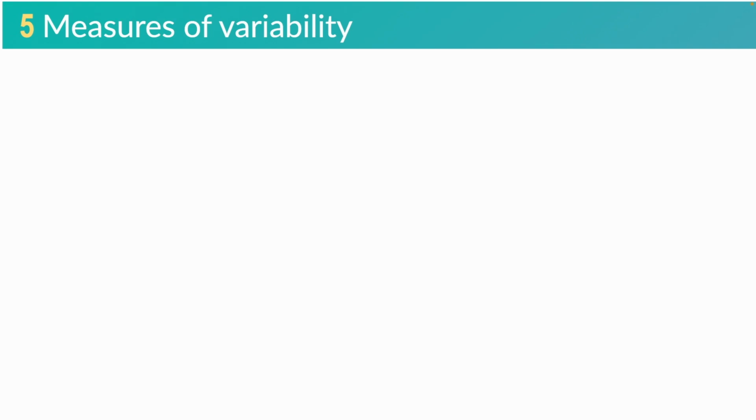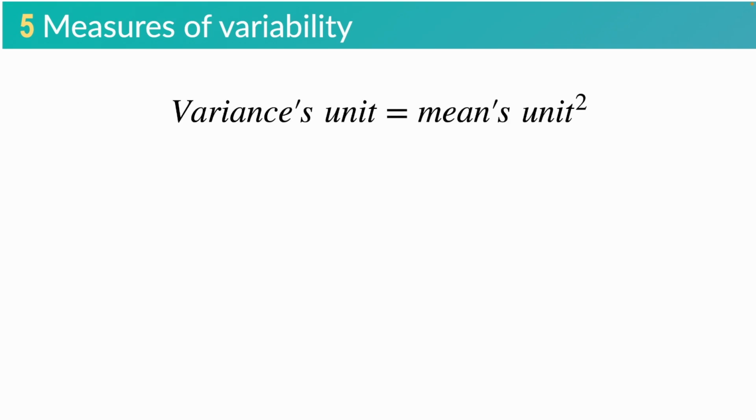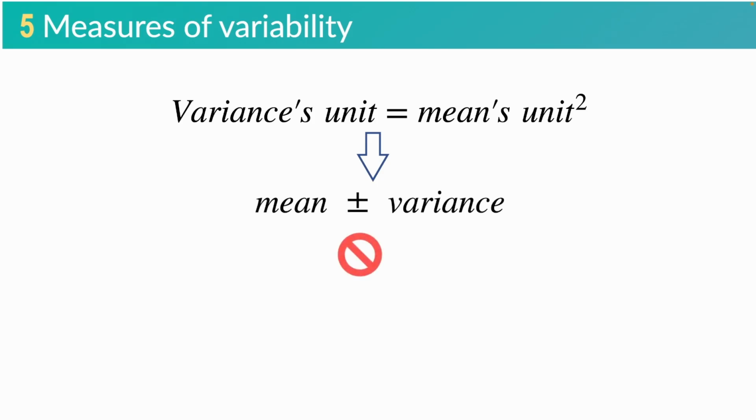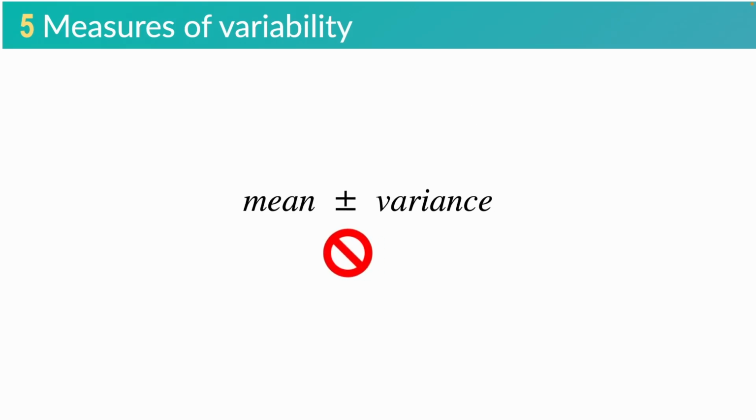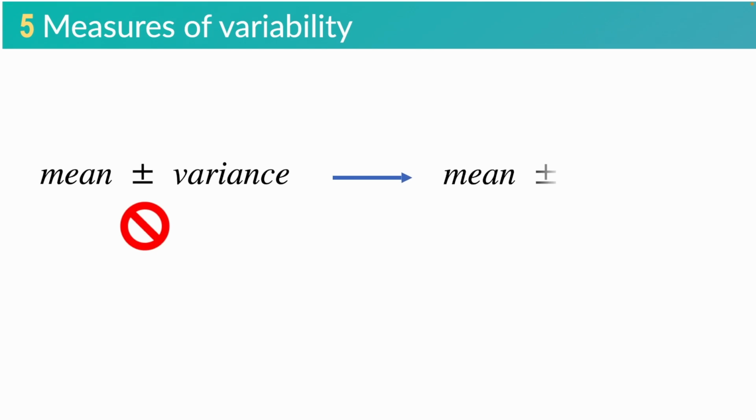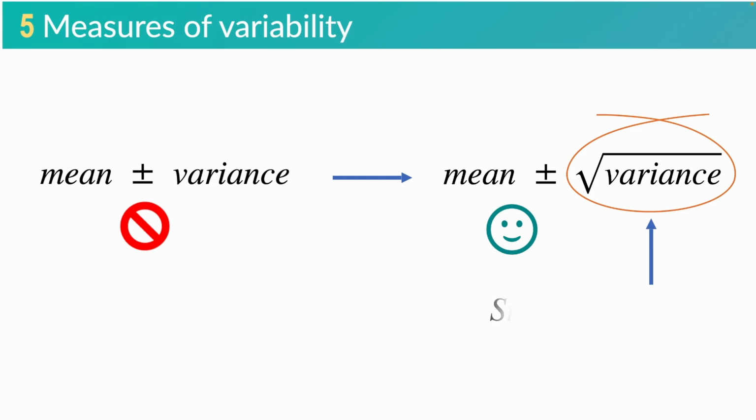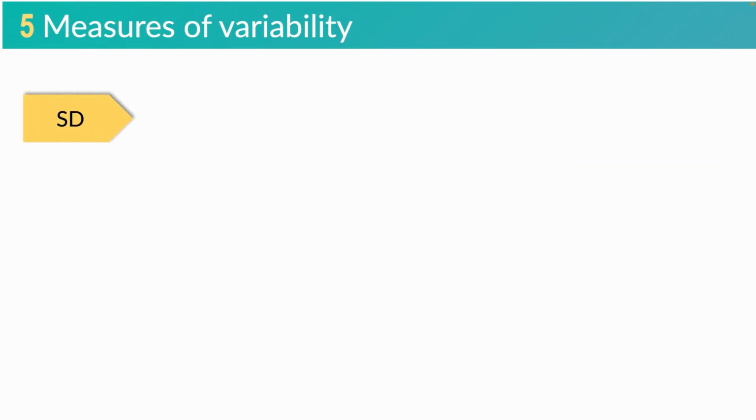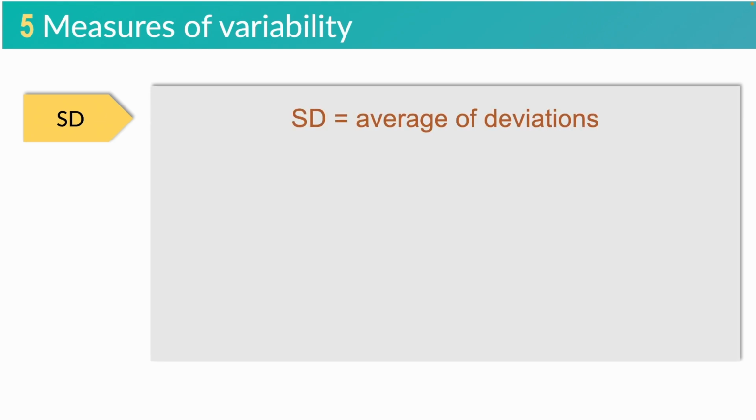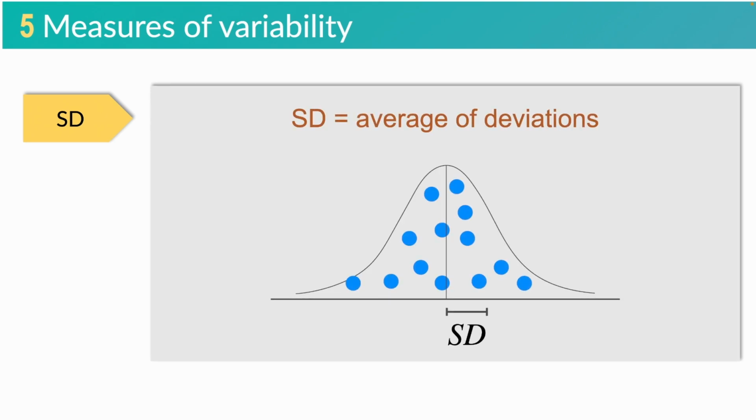Variance is very important in inferential statistics. However, you can realize the unit of variance is the square unit of the observation values and the mean. Therefore, variance is not suitable to use along with the mean for a report. To eliminate this drawback, we can use the square root of variance. That value is standard deviation. So, what is standard deviation? Standard deviation, or SD in short, is the mean of deviation between the observations and the mean of the dataset.